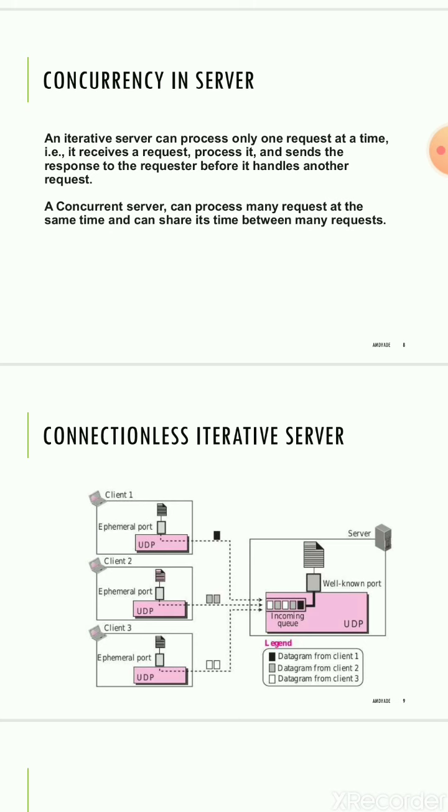The server operation therefore depends on two factors: the transport layer protocol and the service method. Theoretically we can have four types of servers: connectionless iterative, connectionless concurrent, connection oriented iterative, and connection oriented concurrent. These are the four types of servers we can use to provide services to the clients.